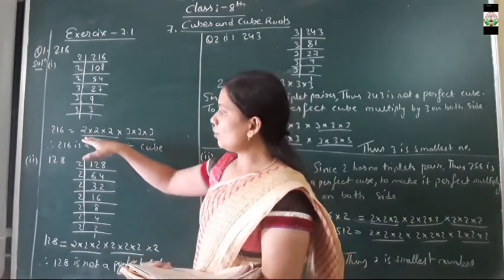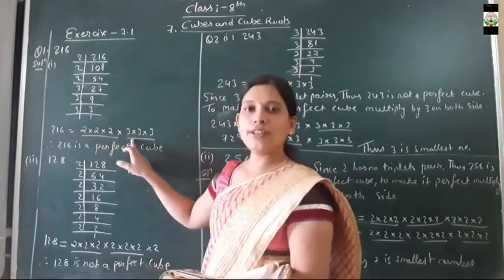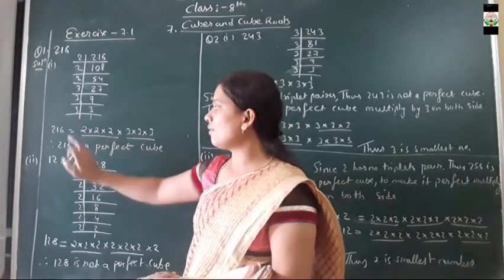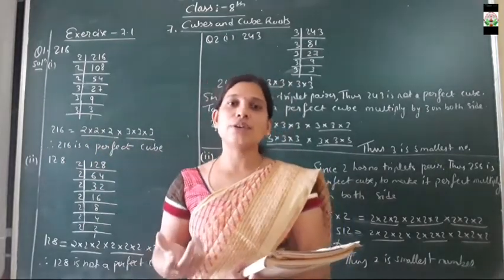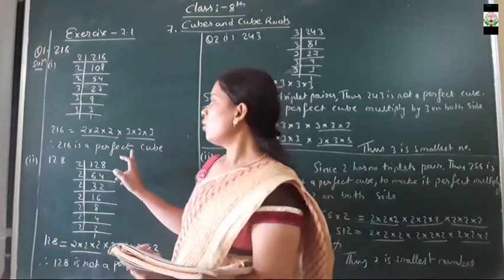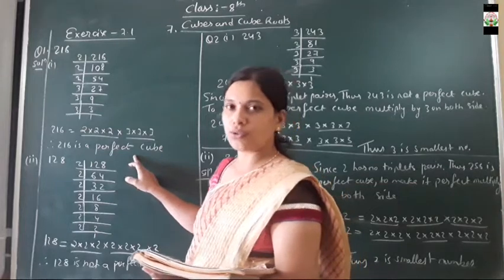Now you can see that the factors of 216 have groups, meaning 2 has a group of 3 and 3 also has a group of 3. That means it is a perfect cube. Thus we can say that 216 is a perfect cube, not a square, it is a cube.